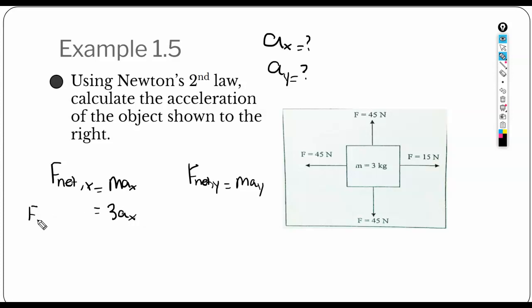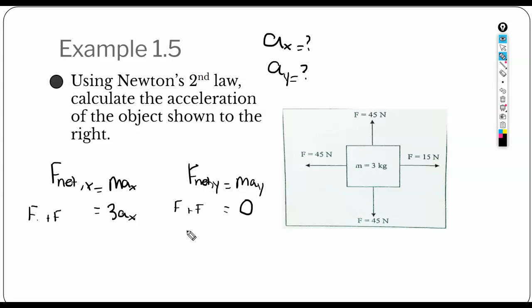Now, for some reason, they label all the forces with F, which is kind of annoying. So I'm just going to go with it for now. Normally, these would have different labels. And then for F net y, the net force is going to be 0 in the y direction because there's two y forces, but they're going to cancel each other out, right?